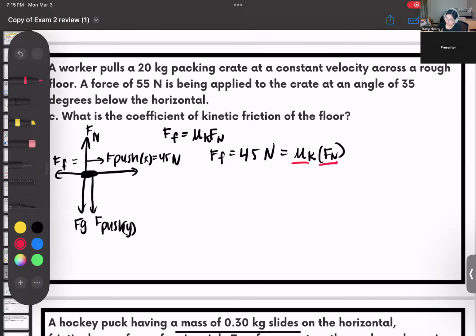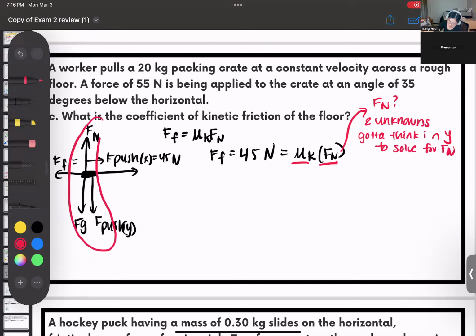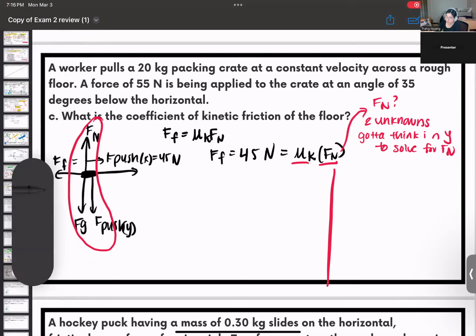So we basically have to go on a side quest: how to solve for Fn. To solve for Fn, we have to think about what's in the y direction. So you gotta think in the y to solve for Fn. Okay, so I want you to think, look at this. Side quest, guys. Let's solve the side quest.